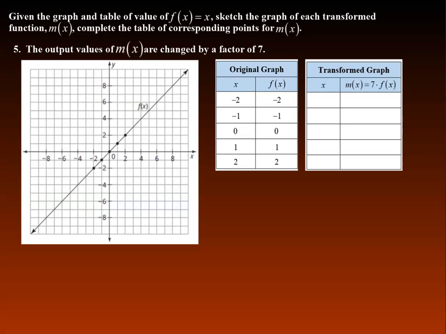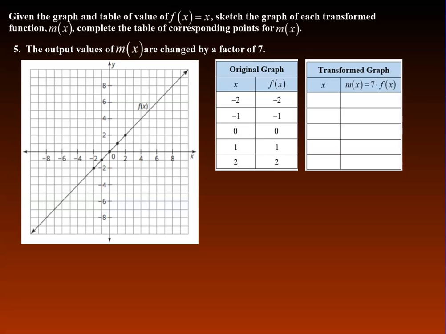Given the graph and table of the values of f of x equals x, sketch the graph of each transformed function m of x. Complete the table of corresponding points for m of x. Number 5: The output values of m of x are changed by a factor of 7.